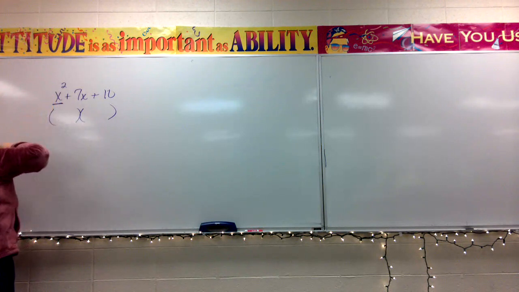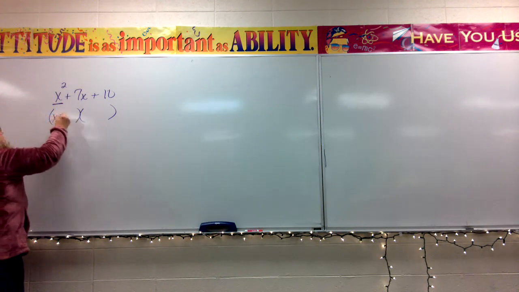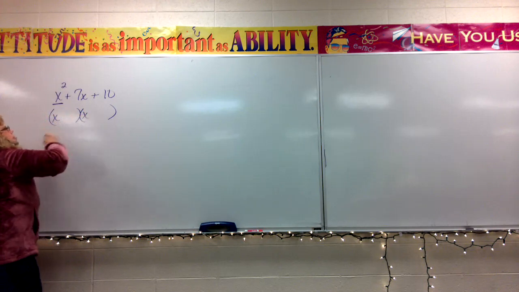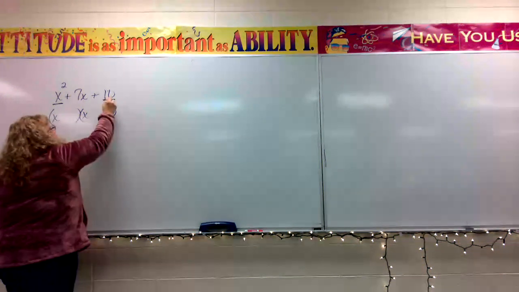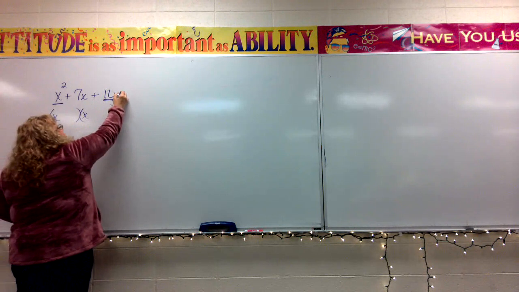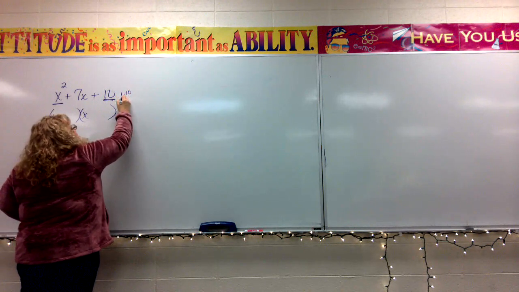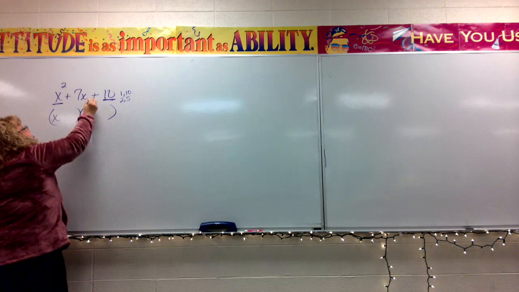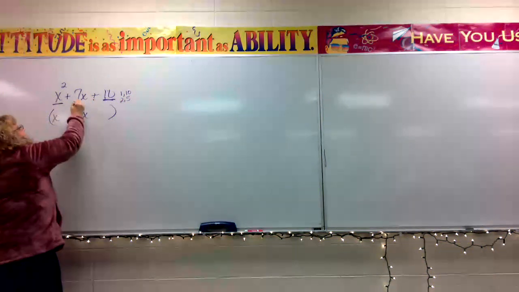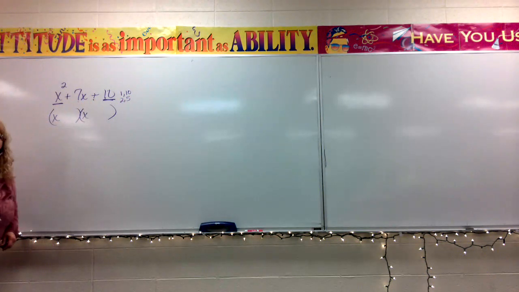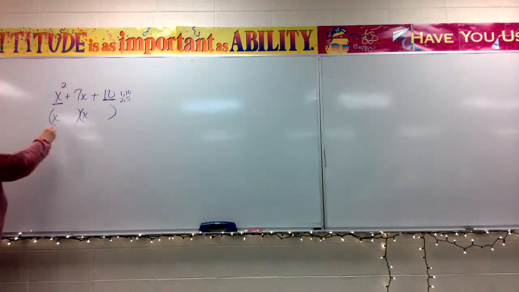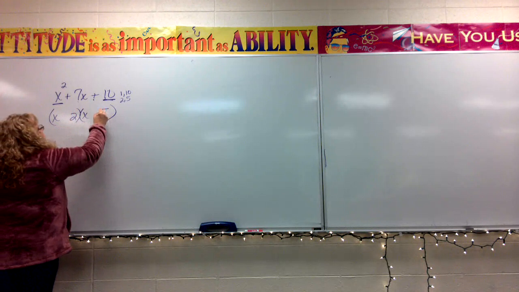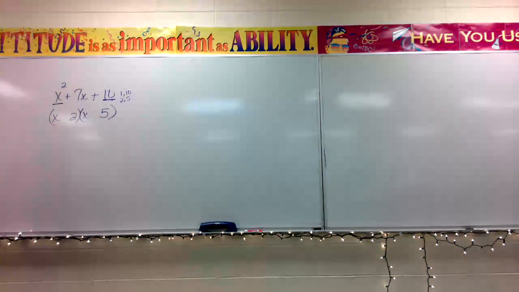is x squared? X times x. Then you go down to the end one. What times what is 10? Well, could be 1 and 10, could be 2 and 5. And you want the combination that adds to 7. What combination adds to 7? 2 and 5. And after you had that, then you worried about the signs.